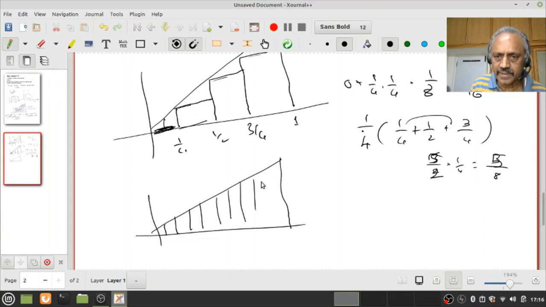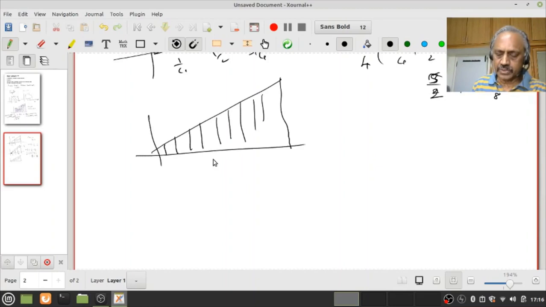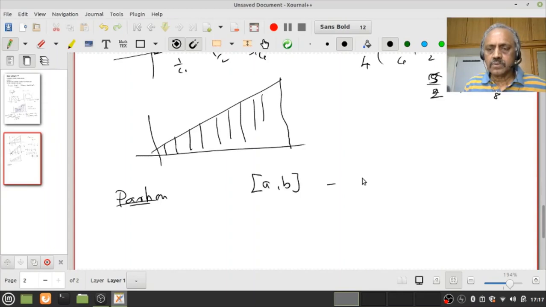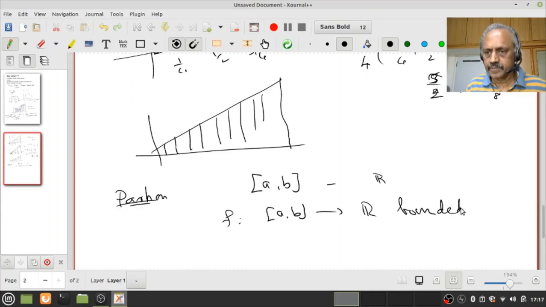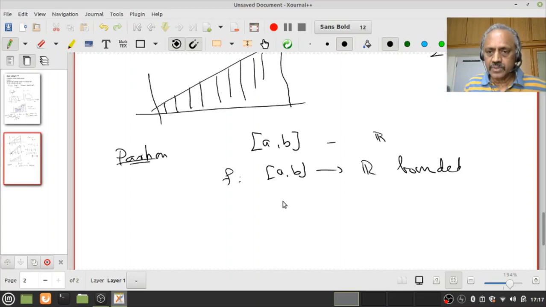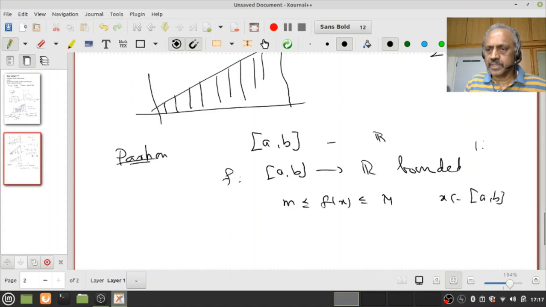What is the basic idea? We want to introduce the notion of a partition. Let us start. We will always work with closed and bounded intervals in R and functions f from [a,b] to R which are bounded. Let us also assume m is less than or equal to f(x), less than or equal to capital M, for every x in [a,b]. Instead of saying mod f(x) is less than or equal to something, I am writing a lower bound for f as well as an upper bound for f. So this is our assumption.